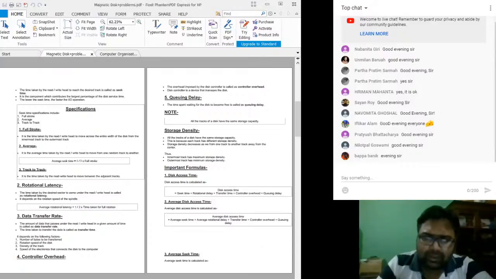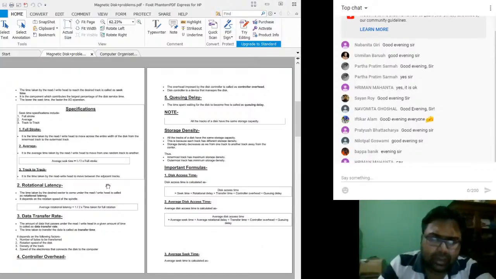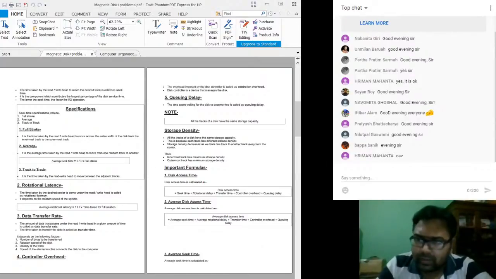So this is with respect to your CAV scheme, which means constant angular velocity. Traditionally we are following this CAV scheme. Now, disk access time is basically the summation of seek time, rotational delay, transfer time, controller overhead, and queuing delay. So this is your disk access time and average disk access time.